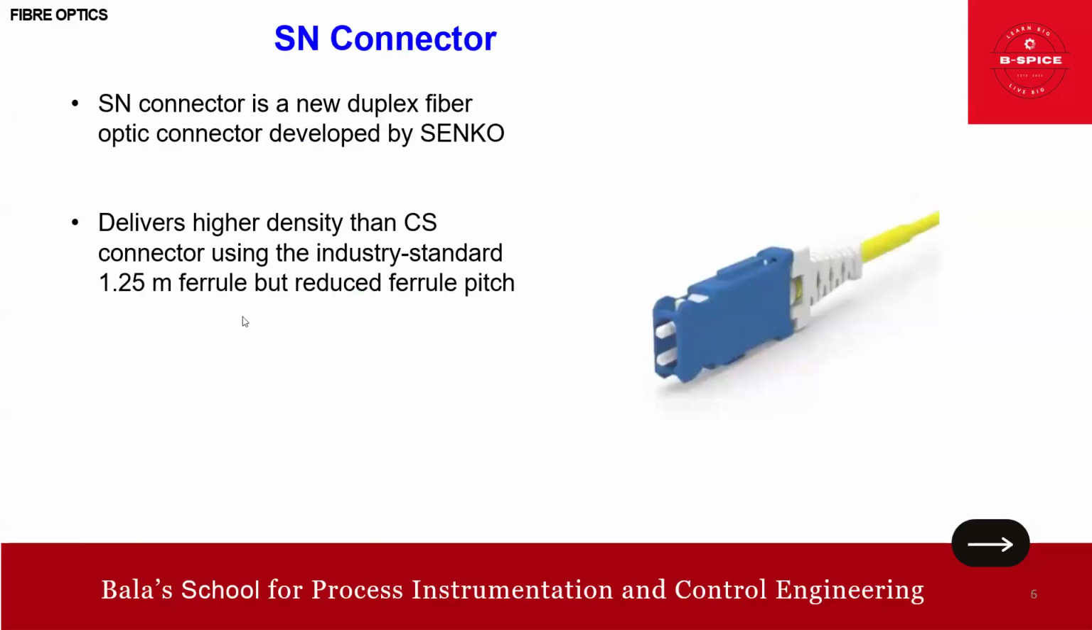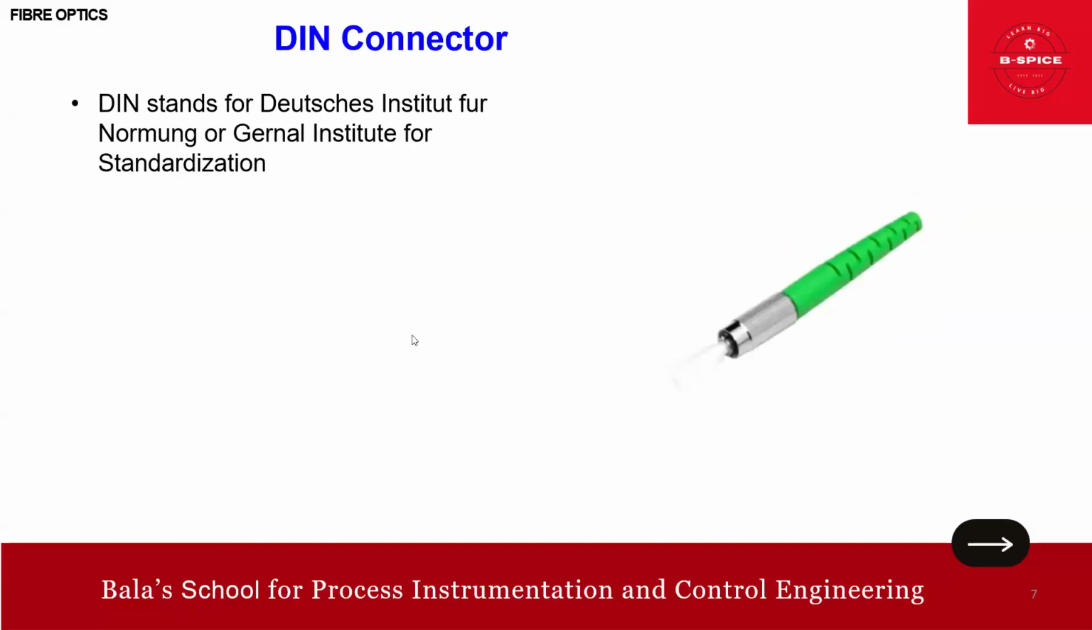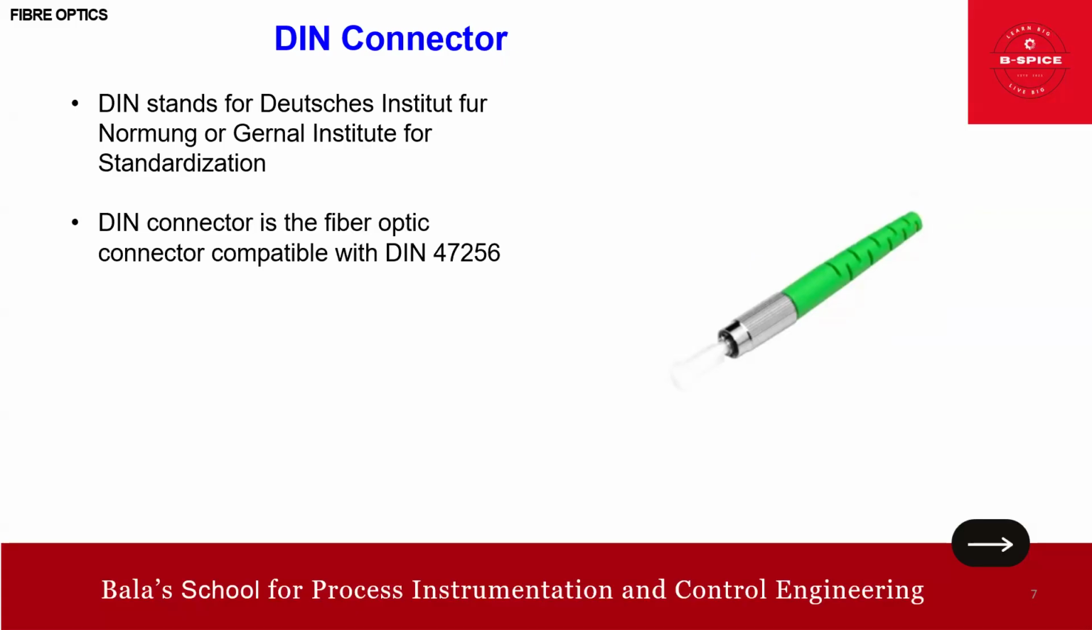Yeah, here SN. SN is a reduced ferrule pitch. Okay, and the DIN connector. Yeah, this is the look and feel. DIN stands for German Institute for Standardization. I think it's a typo error. It is basically a fiber optic connector compatible with this DIN standard 47256.